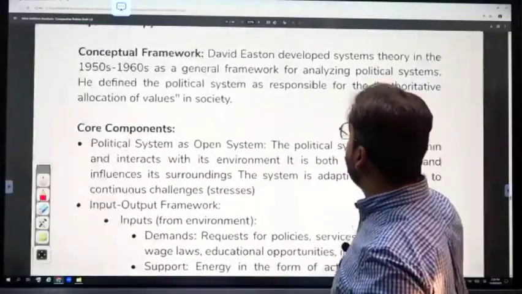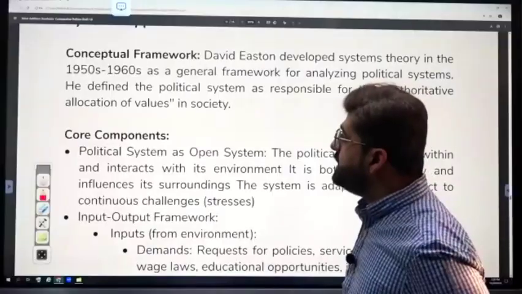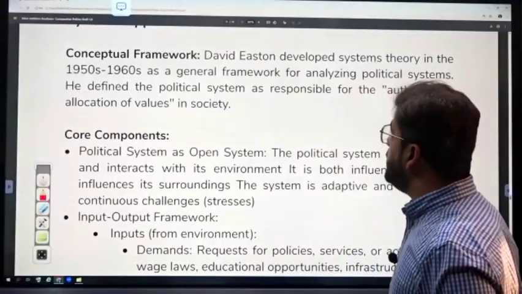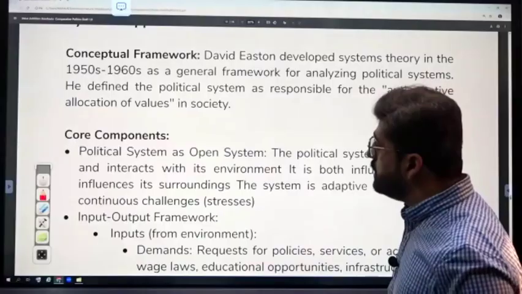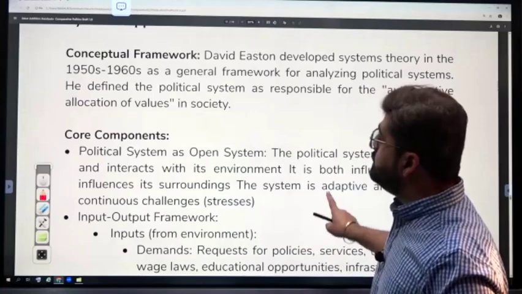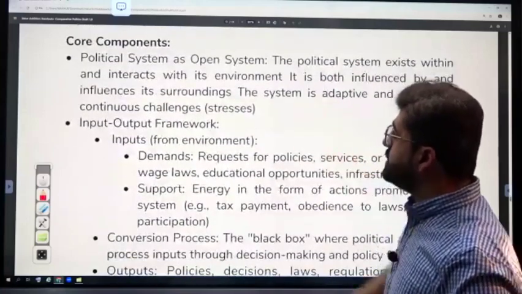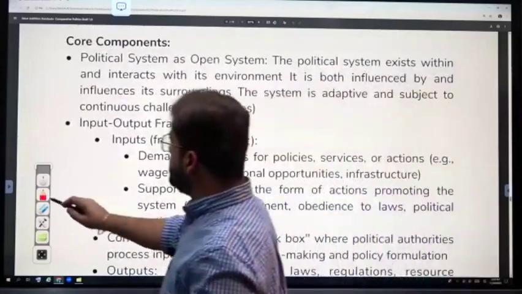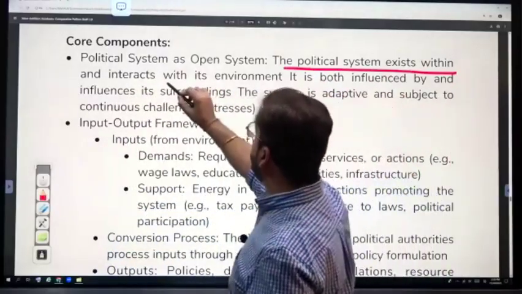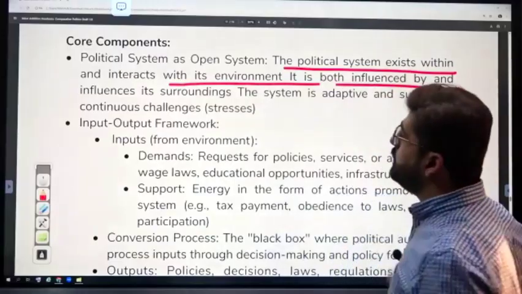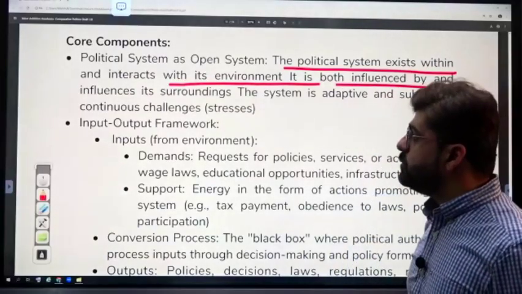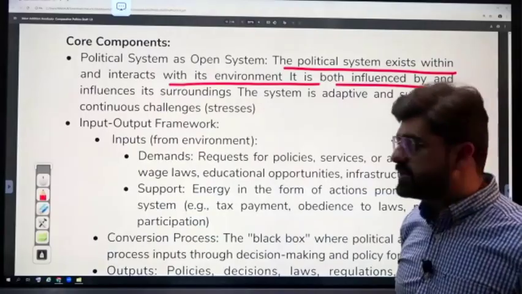I'll read this for you. David Easton developed systems theory in the 1950s and 60s as a general framework for analyzing political systems. He defined political system as responsible for authoritative allocation of values in the society. What are the components of this systems approach? One is political system as open system. The political system exists within and interacts with its environment. It is both influenced by and influences its surroundings. The system is adaptive and subject to continuous challenges called stress.